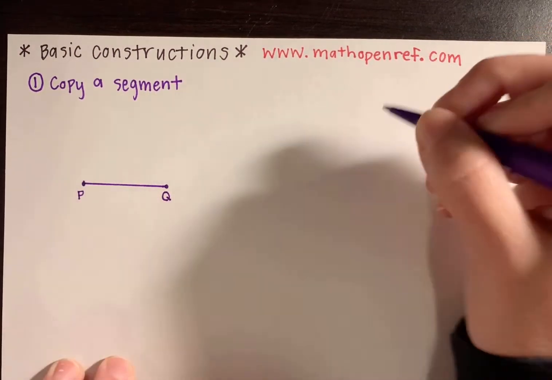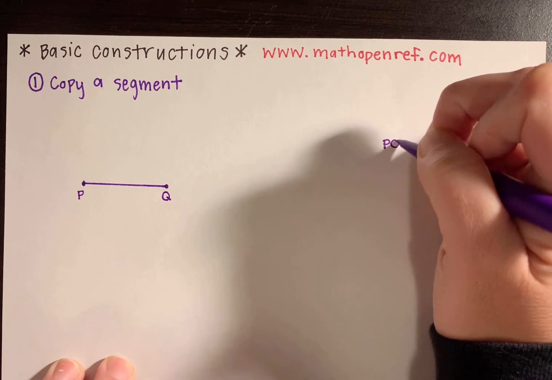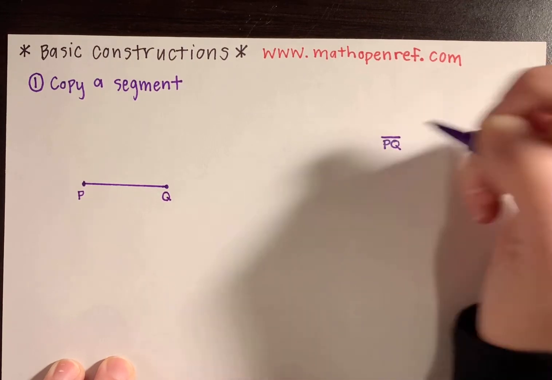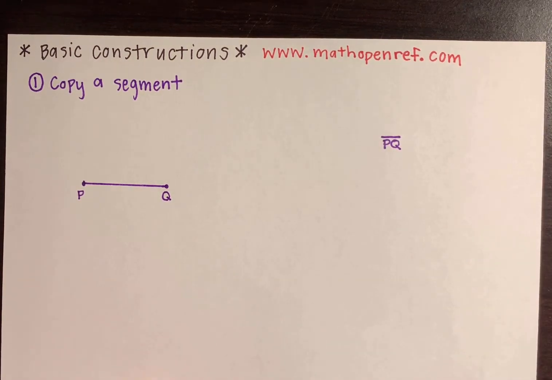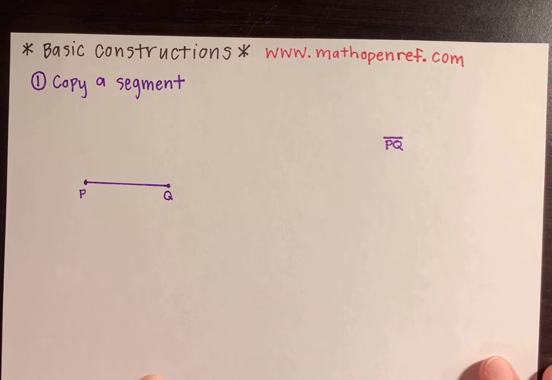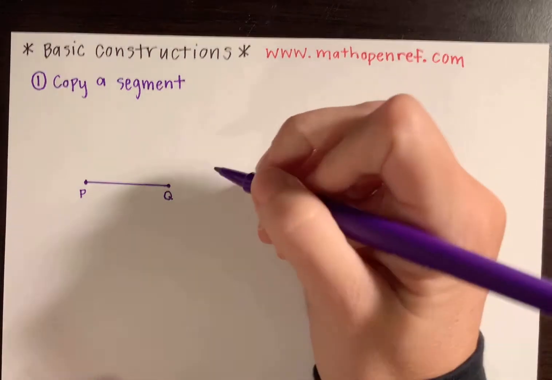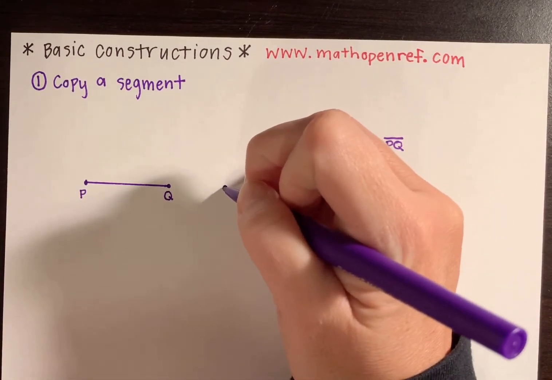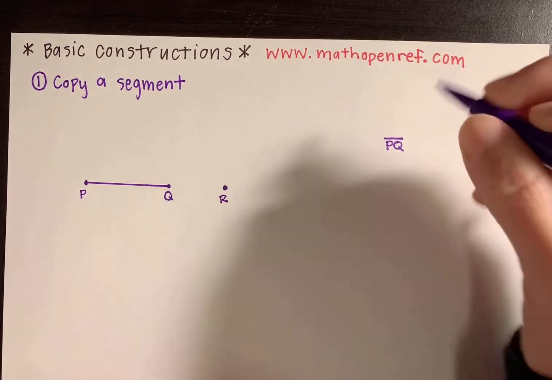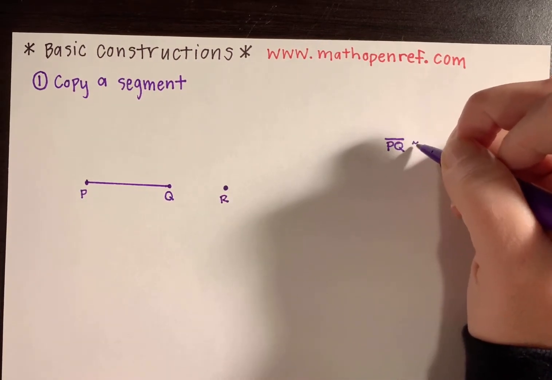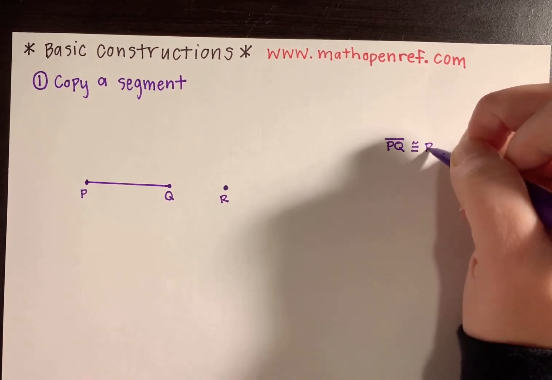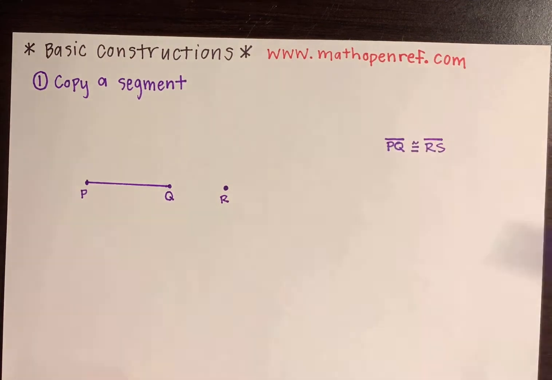In fact, how I would write this in terms of line segment PQ would be PQ with a little line over it. Now, if I want to copy this, I just need another line with the exact same length. So what I'm going to do is draw a beginning vertex. I'll label it R. I want to prove, by the way, that PQ is congruent to RS. So I got to figure out where S is going to go.